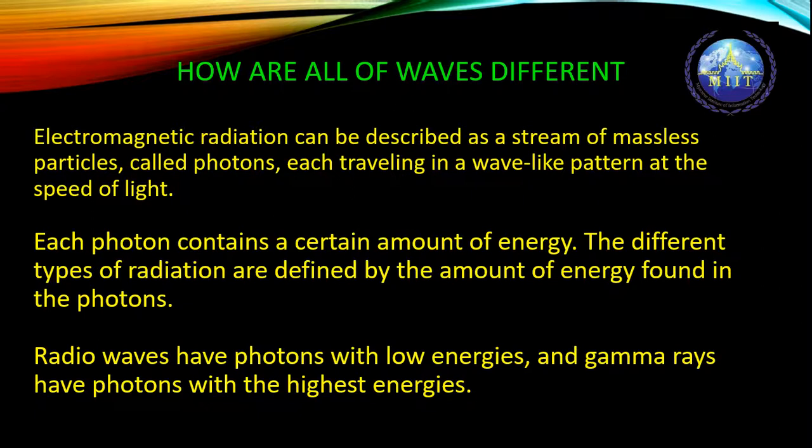Now I'm going to explain how they are all different. Electromagnetic radiation can be described as a stream of particles called photons traveling in a wave-like pattern at the speed of light. Each photon contains a certain amount of energy. The different types of radiation are defined by the amount of energy found in the photon. Radio waves have photons with low energy and gamma rays have photons with the highest energy.